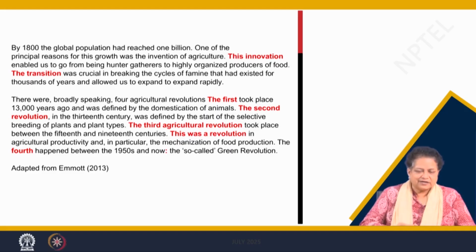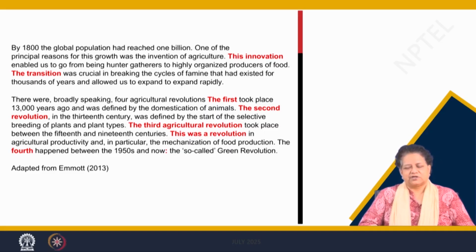The second, breeding of plants and plant types. The third agricultural revolution took place between the 15th and 19th century. This was a revolution in agricultural productivity and in particular the mechanization of food production. The fourth happened between the 50s and now, the so called Green Revolution. And you know that after this we had the Milk Revolution or the White Revolution by Verghese Kurien.